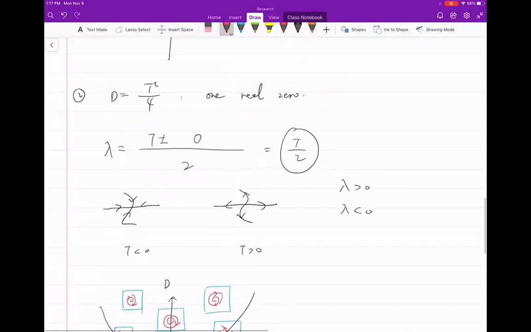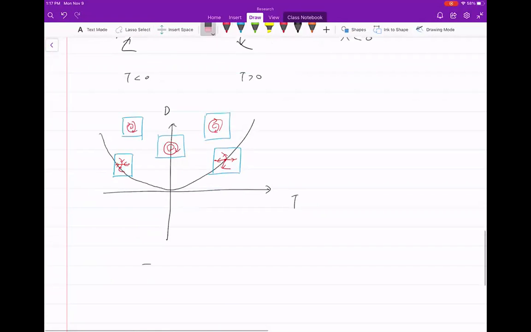Where did I get that? Let's see, where is this?